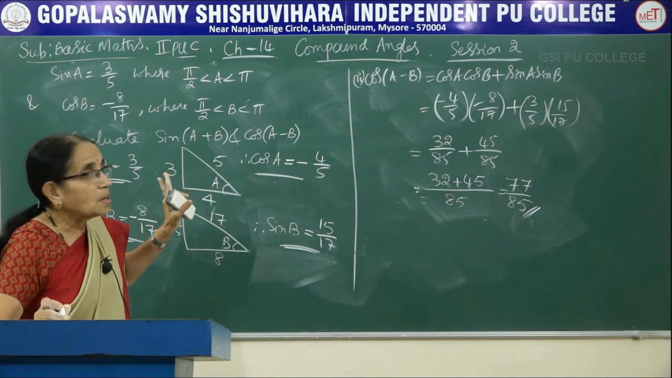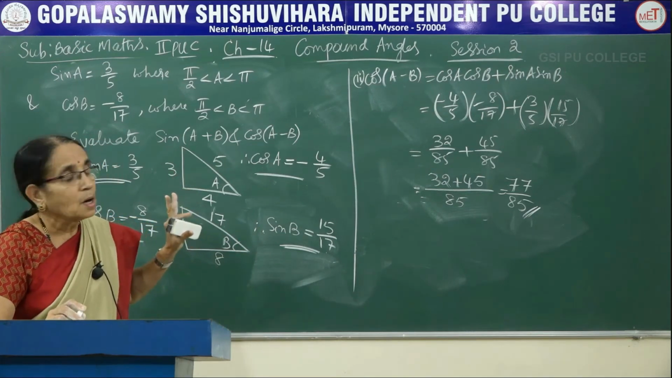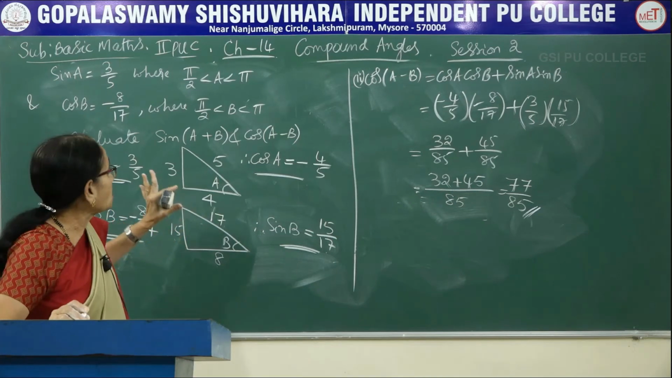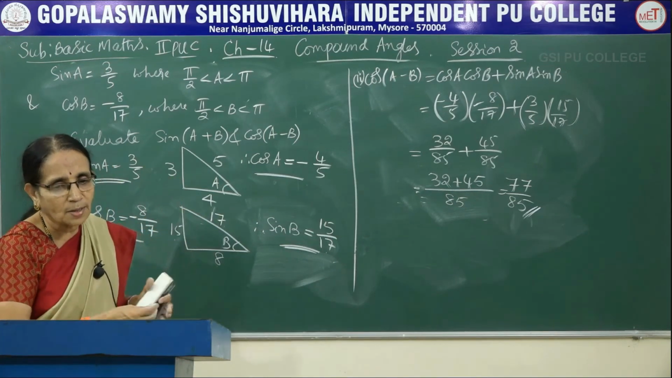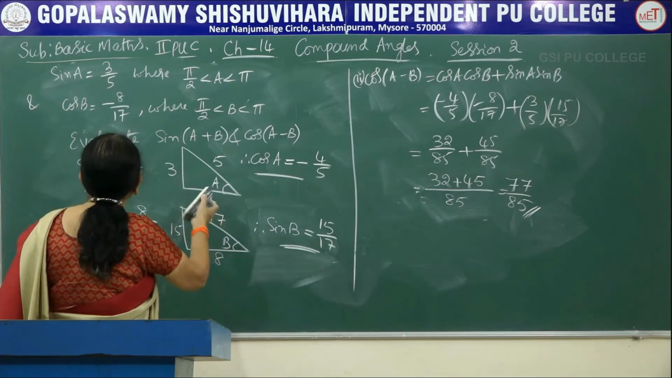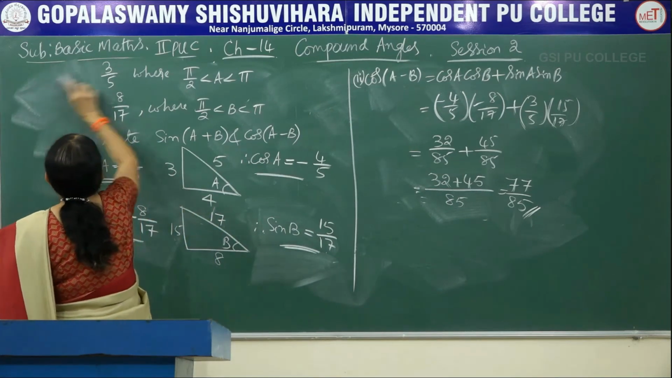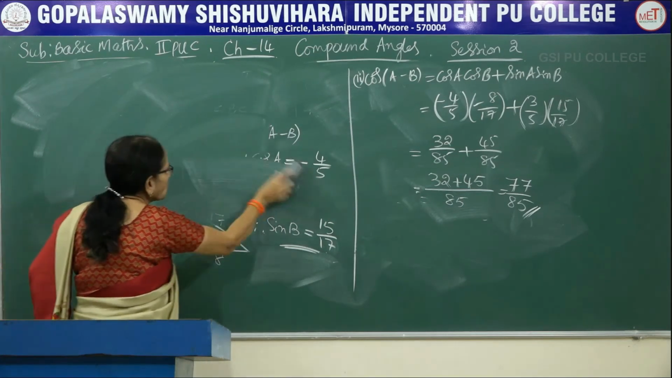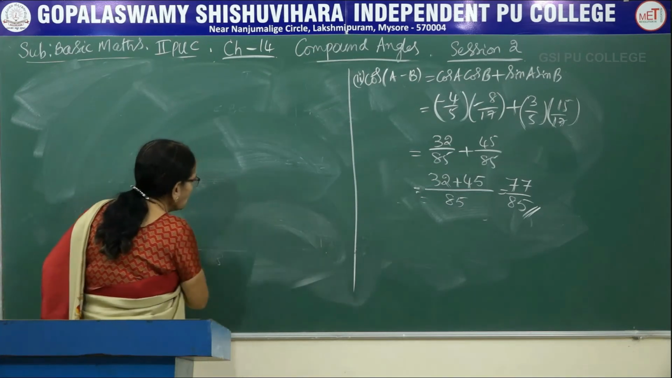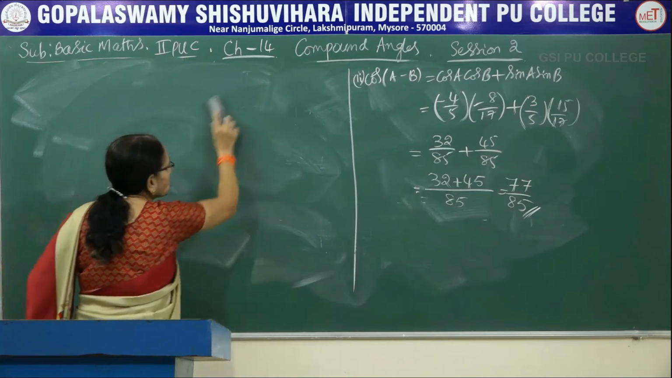So here, when the angles are lying in different quadrants, you have to be careful because the signs would be different depending upon the ratio and the angle. Now one more problem. Here also the angles would be lying in different quadrants. So be careful to write the appropriate sign for the appropriate ratio.